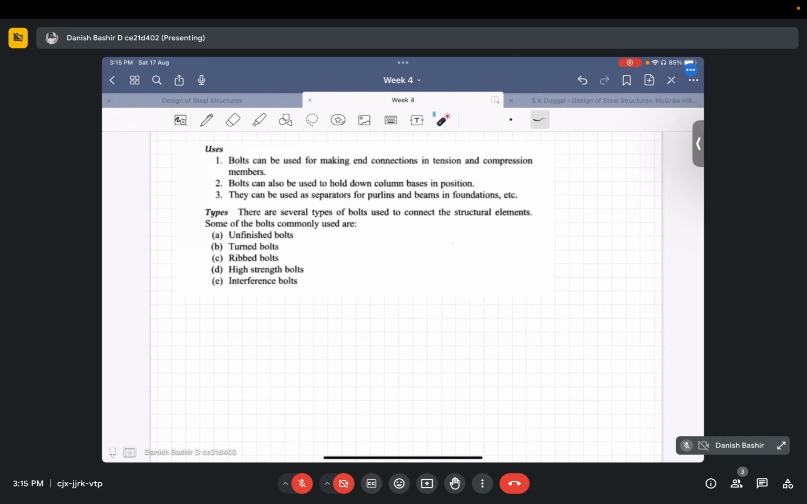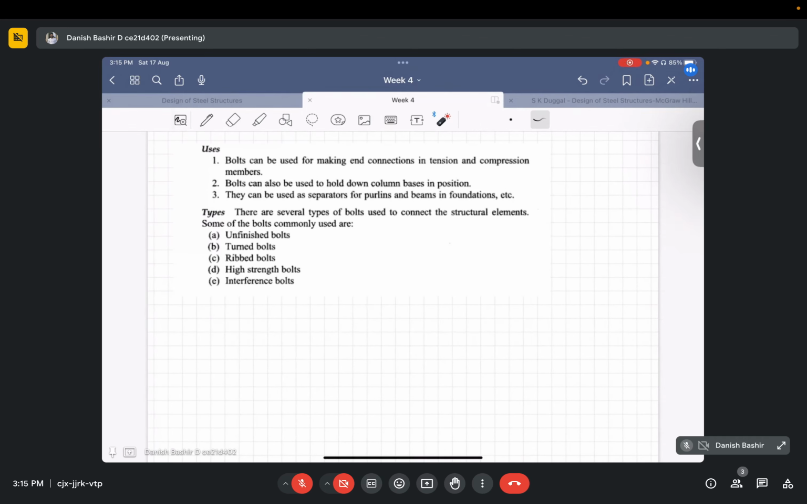Okay, the first use of the bolt is that bolts can be used for making end connections in tension and compression members. They have uses in both tension as well as compression members. Bolts can also be used to hold down the column bases in position. Okay, this is one of the important applications of these bolts.